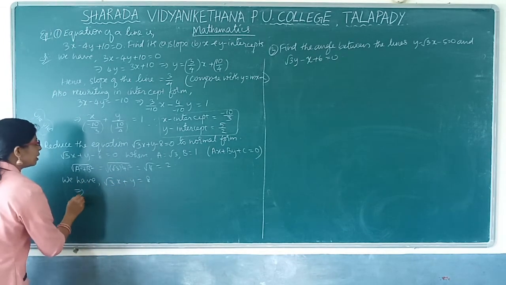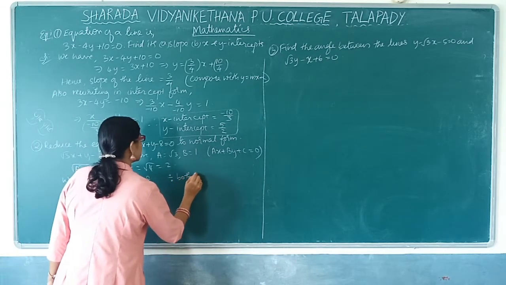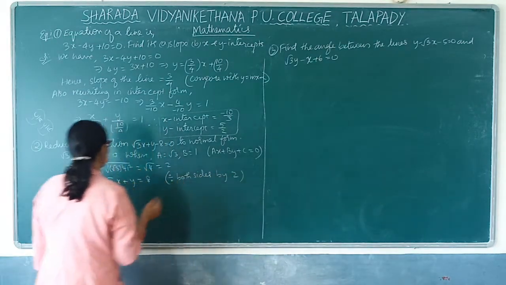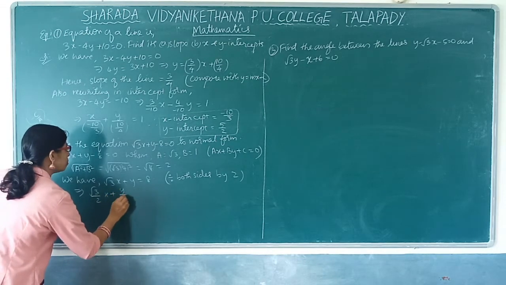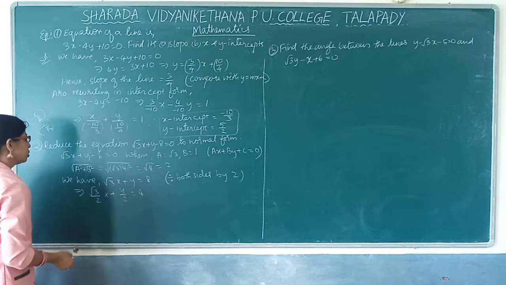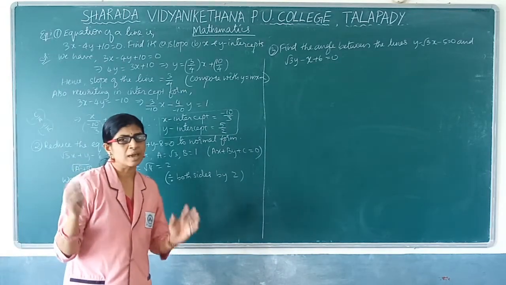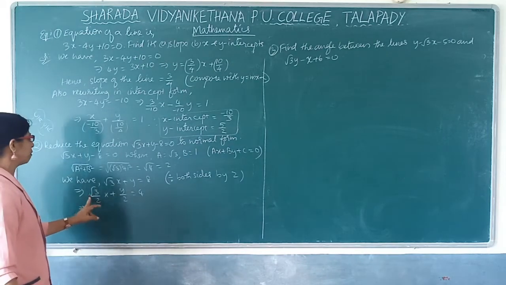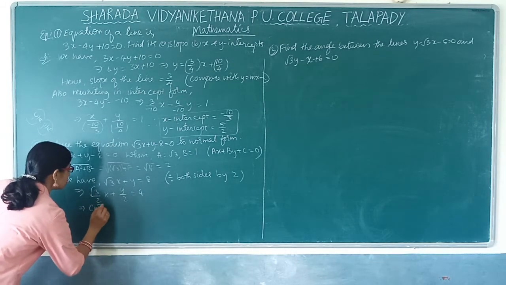So dividing both sides by which number? By root of a square plus b square. What do we get? Root 3 by 2 into x plus y by 2 is equal to 4. So this root 3 by 2 and 1 by 2 correspond to which? The same value of omega, sin omega and cos omega. Which angle is the similar value for this 1 by 2 and root 3 by 2? That is nothing but cos omega.